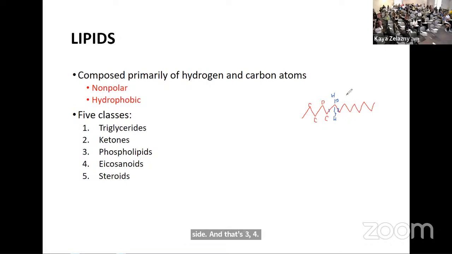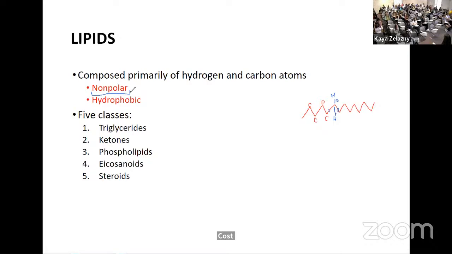Carbon and hydrogen are similarly electronegative. They have similar pulls on the electrons that they're sharing. That is what creates this non-polar state for our lipids. We don't have any real accumulation of charges, which means that our lipids are going to be hydrophobic, and they're essentially going to repel water. Our examples for lipids are formally going to be triglycerides, ketones, phospholipids, eicosanoids, and steroids. But think about those triglycerides at first.